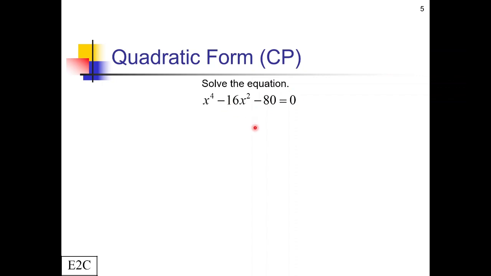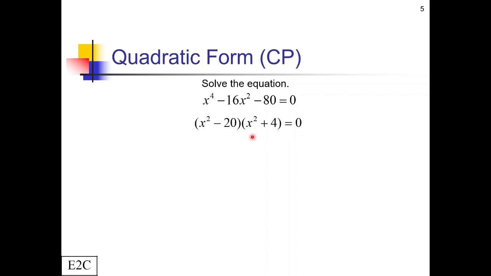Well, let me think. 1 and 80 doesn't work. 2 and 40 is no good. 4 and 20. If I have positive 4 and negative 20, that'll get me negative 16 by adding. So I can split this up into x squared minus 20 and x squared plus 4. And it doesn't really matter what order we write those in.